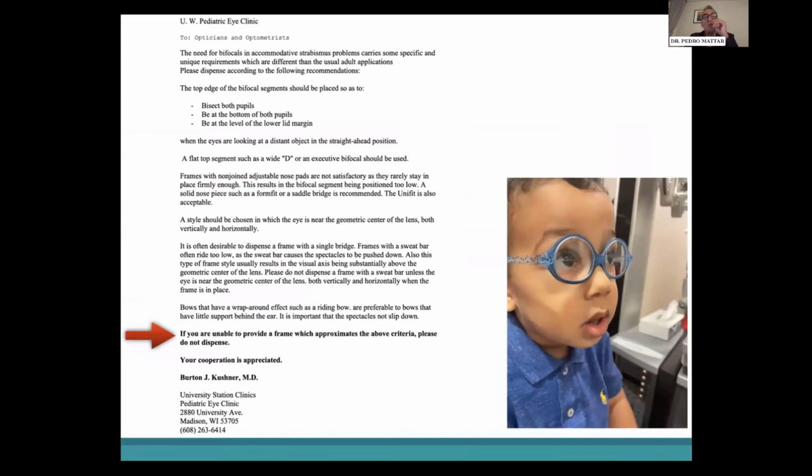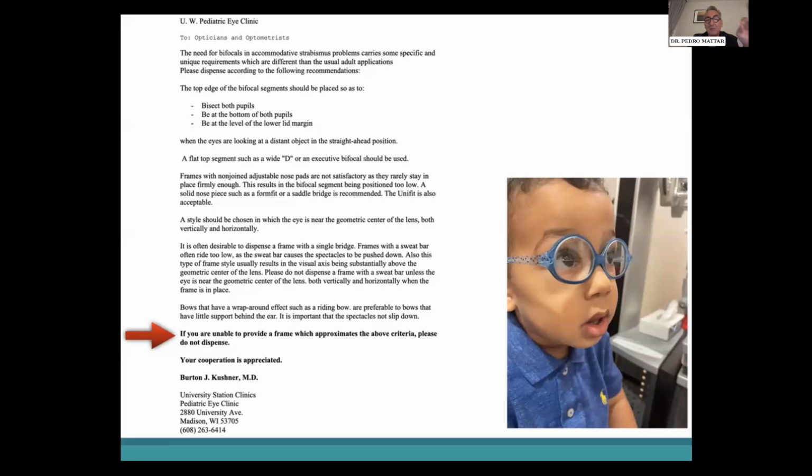I want to share with you this beautiful letter that Dr. Kushner used to send to the opticians and optometrists when he sent a child to get bifocals. It's a very complete one. You can find it on the internet as well. And at the end, he said something.